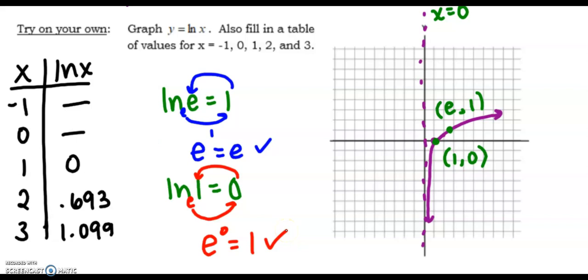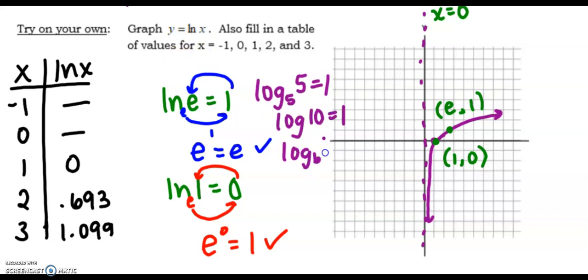Now, it's true for the natural log of e being equal to 1. It's also true that log base 5 of 5 is equal to 1, or log base 10 of 10 is equal to 1, log base b of b is equal to 1. So what ends up happening is that we will always go through the point (our base, whatever it is, 1) because of that definition. b to the first is equal to b. 10 to the first is equal to 10. 5 to the first is equal to 5.